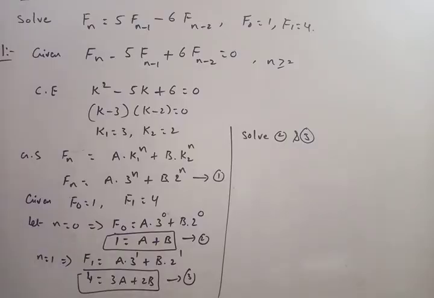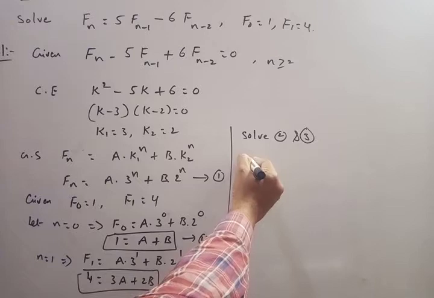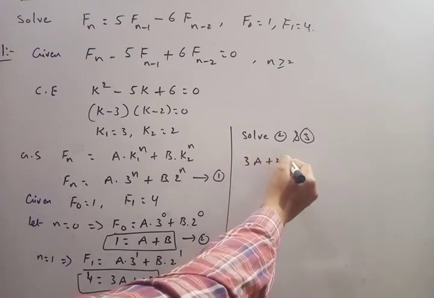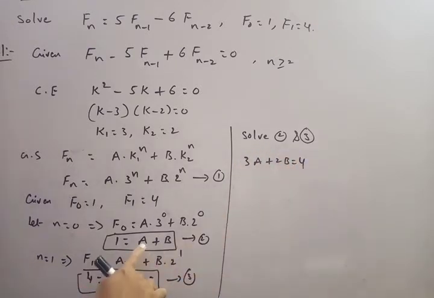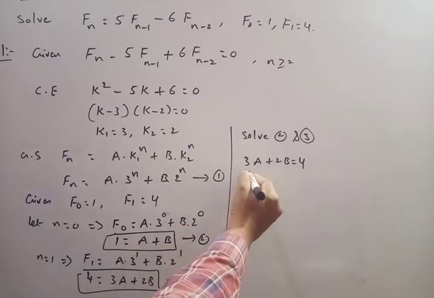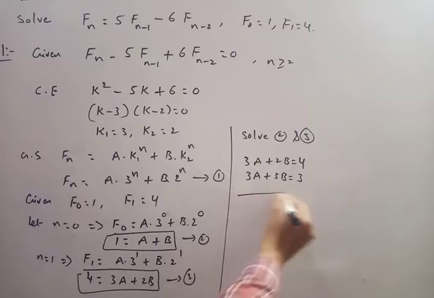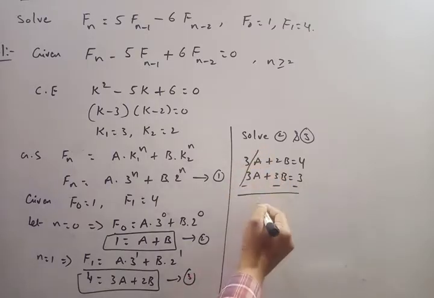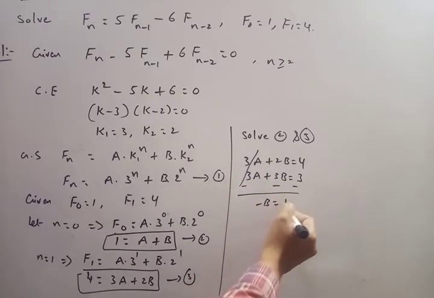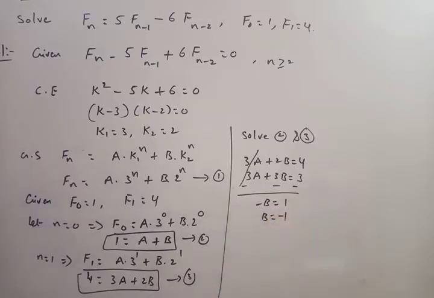Understand? You can solve using the calculator, or we can solve like this also. So equation 3 is 3a + 2b = 4. Multiply equation 2 by 3, so what I get here: 3a + 3b = 3. Subtracting, the 3a term gets cancelled. Minus b = 1, so b = -1. If b = -1, what will be the a value if I substitute here?